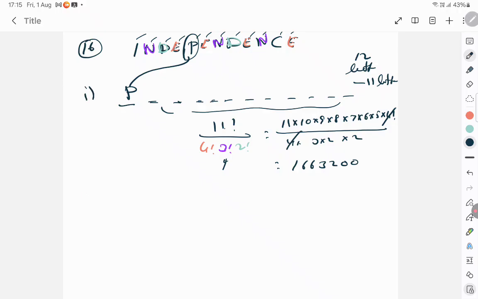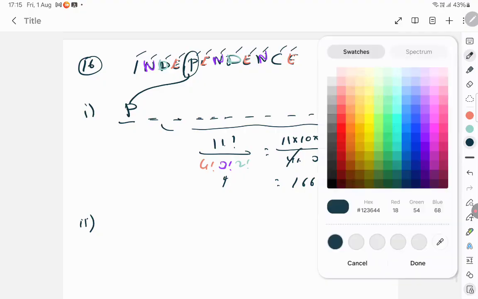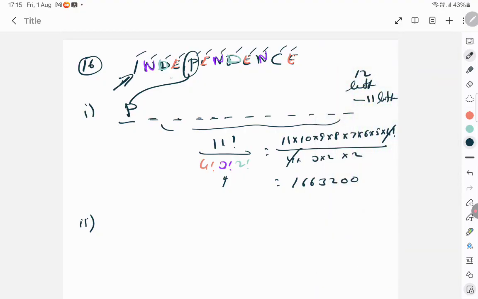The second subdivision: do all the vowels occur together? How many vowels are there? Let's mark the vowels now. I is a vowel, E is a vowel, E is a vowel, E is a vowel. Any other vowel? No other vowel. How many vowels therefore? 1, 2, 3, 4, 5 vowels are there, out of which E is occurring 4 times, and there's one more vowel, I, which occurs only once.